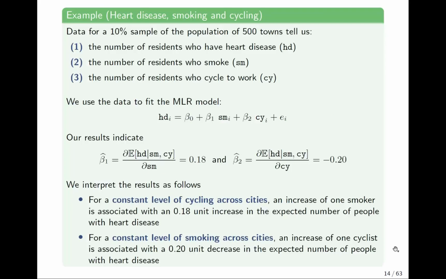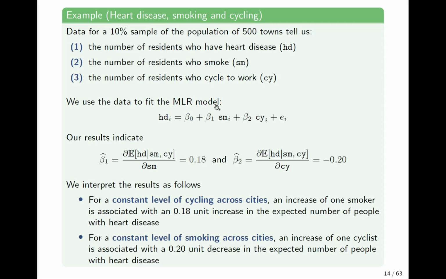And let's have a look at what that means in an example. The example I'm going to think about is fictitious, but I think it's quite a good one just to demonstrate what we're saying. It concerns heart disease, smoking and cycling. So let's say we've got data for a 10% sample of the population of 500 towns, and the data tell us the number of residents who have heart disease, HD, the number of residents who smoke, SM, and the number of residents who cycle to work. And we're interested in finding out how smoking and cycling affect heart disease.